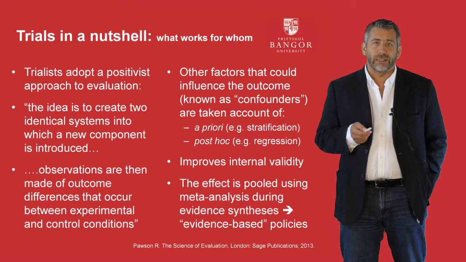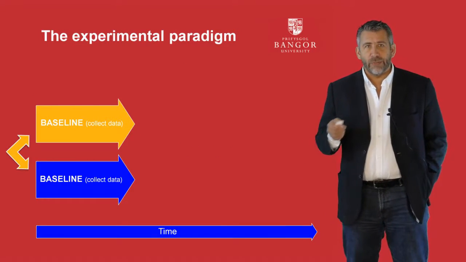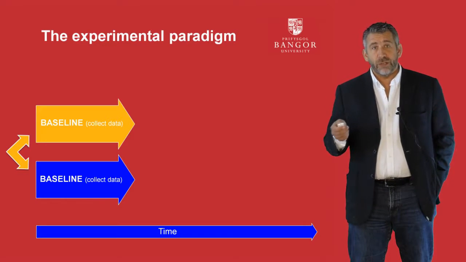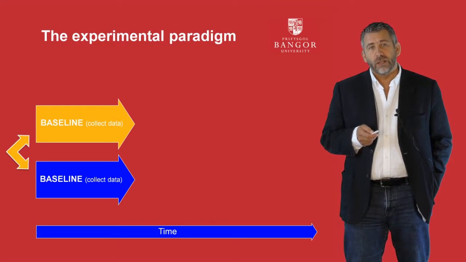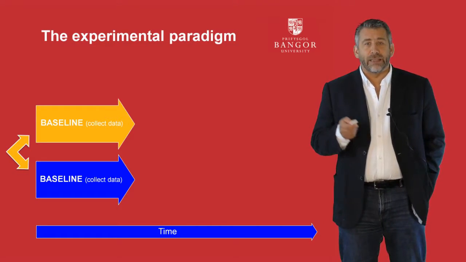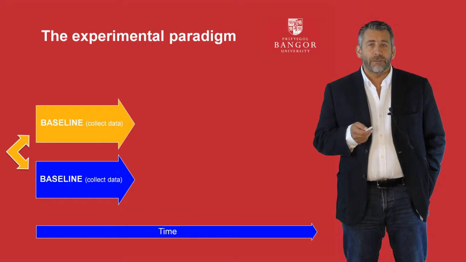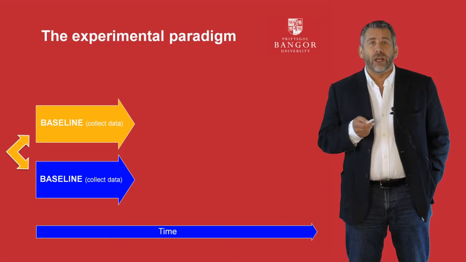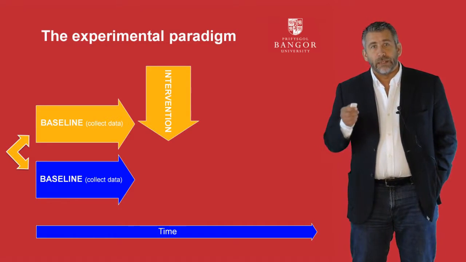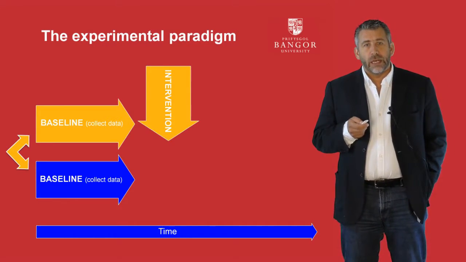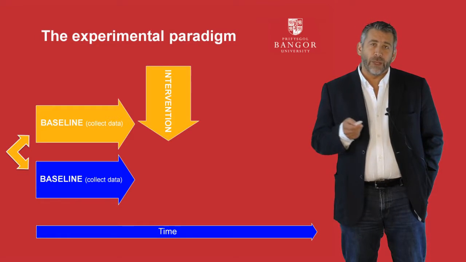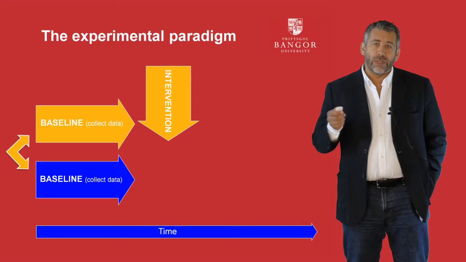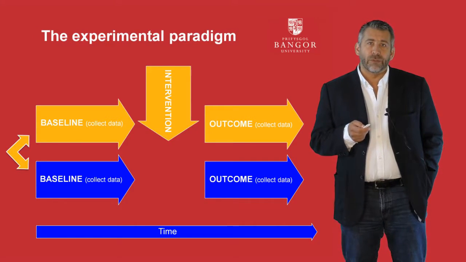Here we see a diagram of the experimental paradigm which we would use in a trial. At the start, you'll see that we randomise at the baseline, and at that baseline we also collect data in those two groups. We then introduce the intervention to the group in question, so the intervention arm, and we then collect the outcomes at the end.